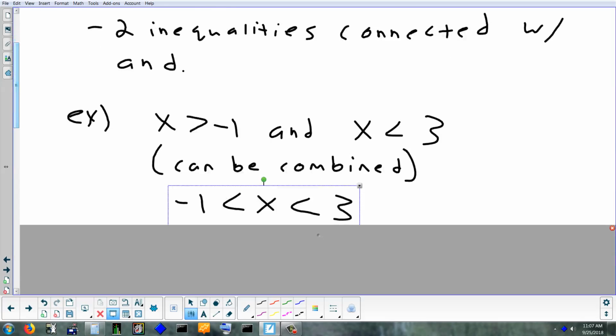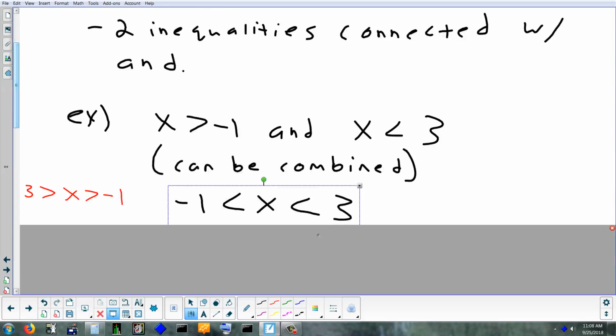Does anyone know the other way you could do it, still putting an x in the middle, but meaning the same thing? Yeah, it's just going to be 3 is greater than x, which is greater than -1. Yep, that's exactly the same thing.